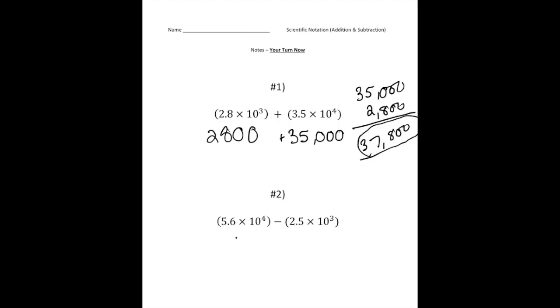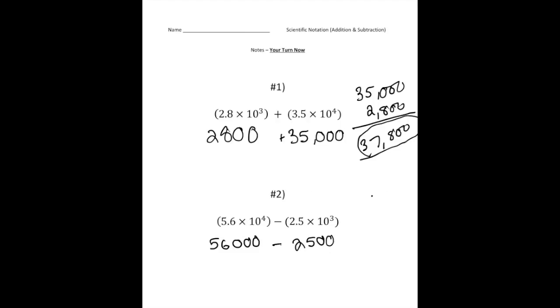All right, the second problem, we're subtracting, right? So again, we're going to write these both in standard form. So this one's going to be, actually, it's going to be 56,000, right? Yep. Minus, and this one is going to be 2,500.